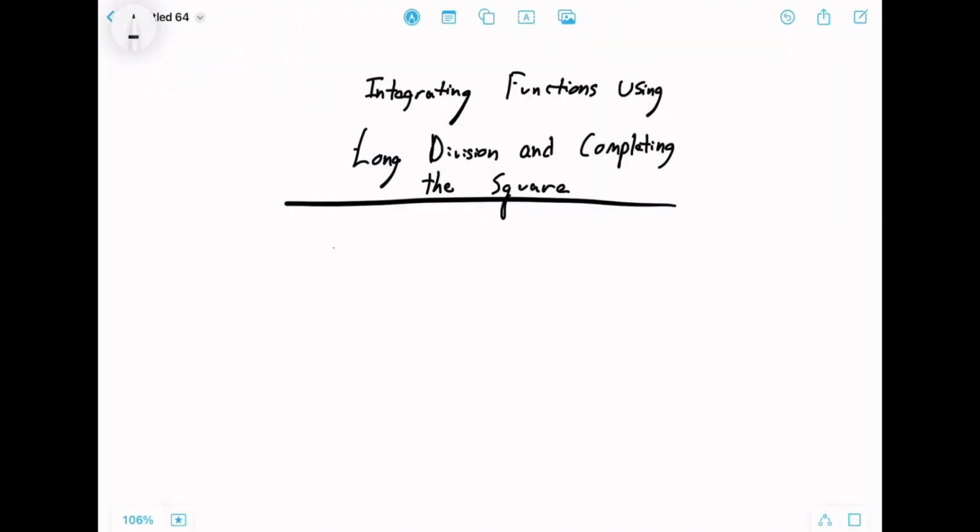Hi guys, in today's video we're going to be integrating functions using long division and completing the square. The first example I want to take us through is the integral of 8 over the square root of 12 minus x squared minus 4x dx.